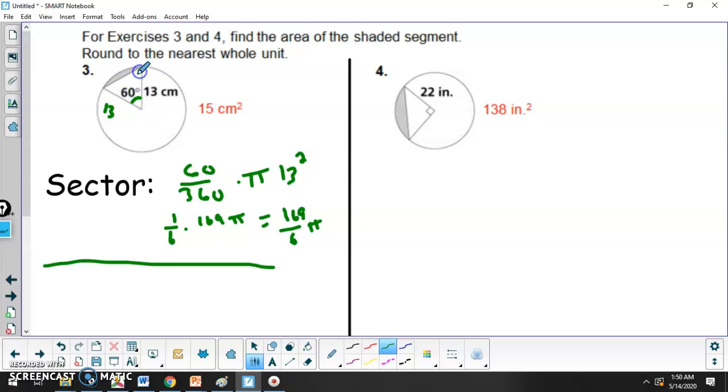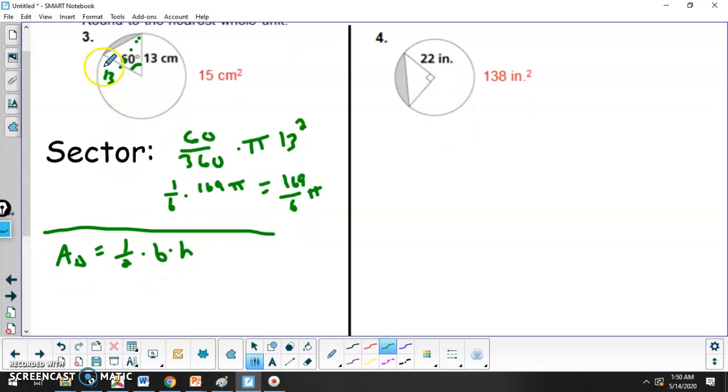All right, we got to figure out the height of the triangle. All right, area of a triangle. We'll put A of a triangle. Okay, is equal to 1/2 the base times the height of the triangle. Okay, so I'm going to say the base is 13. Okay, now what is that height? Well, it's a little bit tricky.